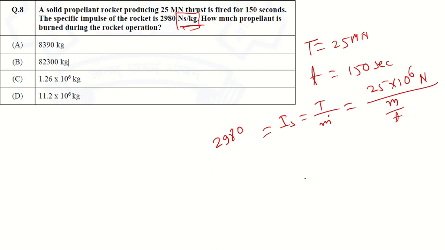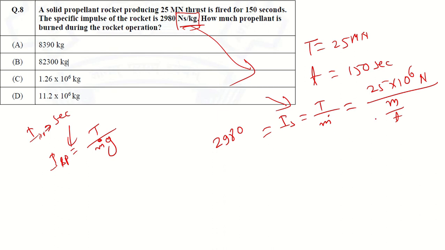So according to this, I have this formula. If the unit is given as Newton second per kg, Isp is equal to T by mass flow rate. If the unit is given in seconds, then we should apply Isp is equal to T by mass flow rate into G. But here the unit is given as Newton second per kg, so I will apply the first formula.